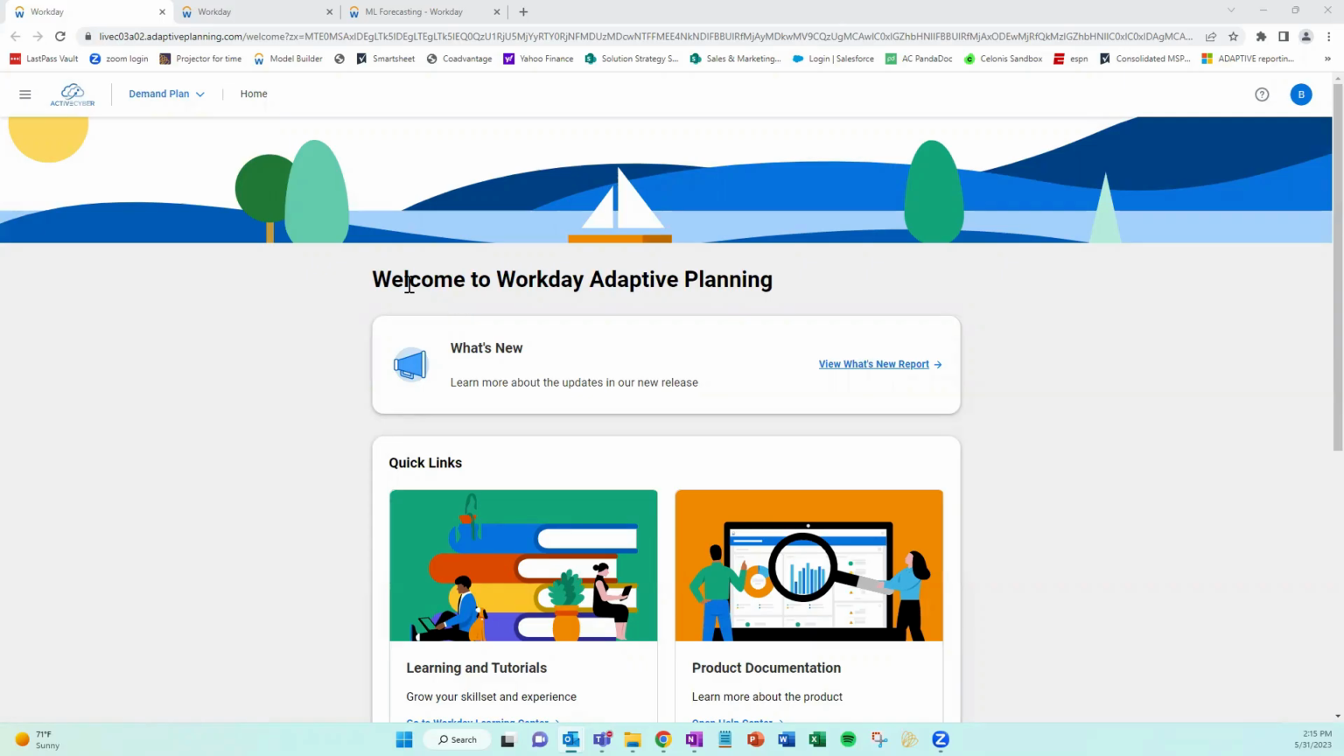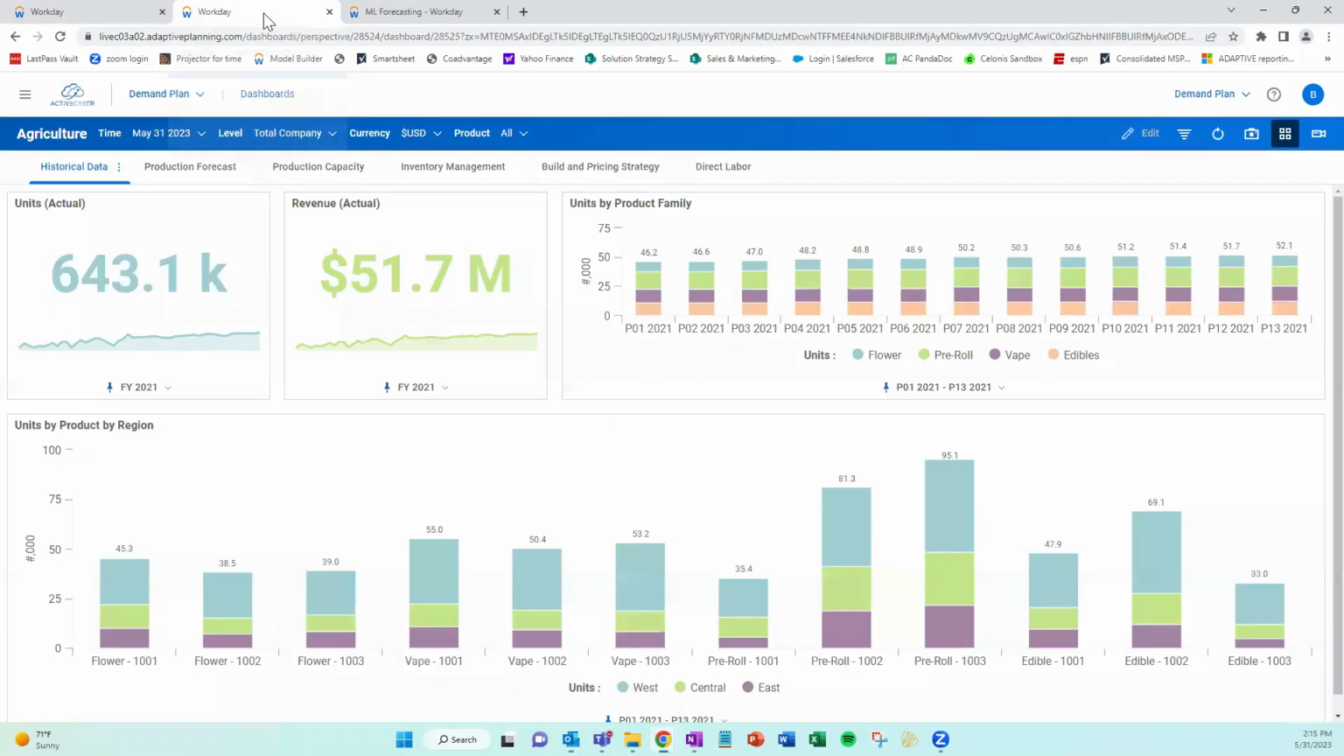Today's models and dashboard are centered around a marijuana farm and cultivating marijuana products, but this demonstration and these models and analytics can be completely configured and customized to make sure that it fits the needs of your specific agriculture organization. So let's jump on over to our agriculture perspective, where in this first tab we see that we are gauging historical data.